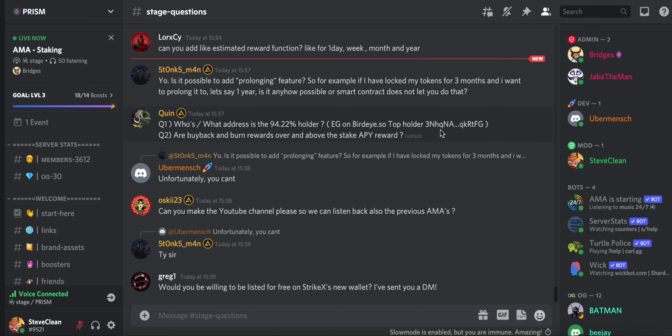So Stonksman says, is it possible to add prolonging features? For example, if I have locked my tokens for 3 months and I want to prolong it to, let's say, 1 year, is it anyhow possible, or does the smart contract not let you do that? You can't prolong it, but if you leave your tokens there, it's going to keep compounding. So if you lock for 3 months and the 3 months period is up, you don't have to withdraw it. You'll be able to keep compounding it, and you're going to keep earning the rewards.